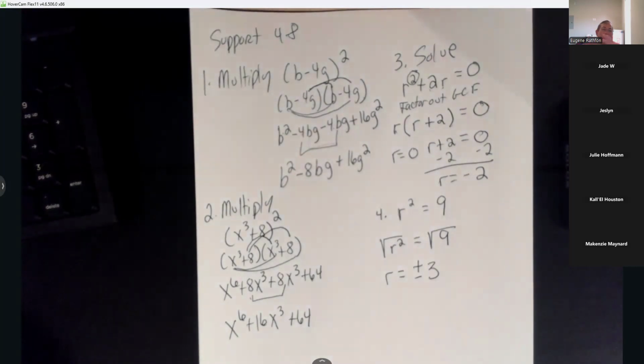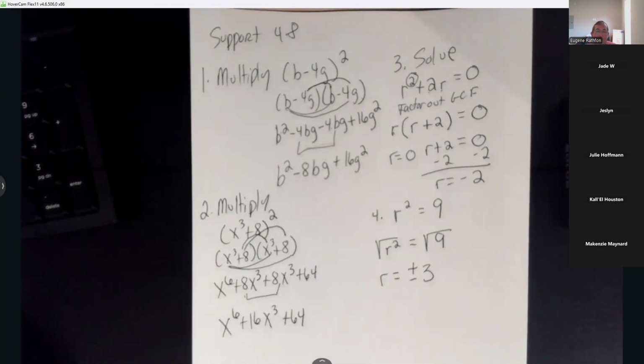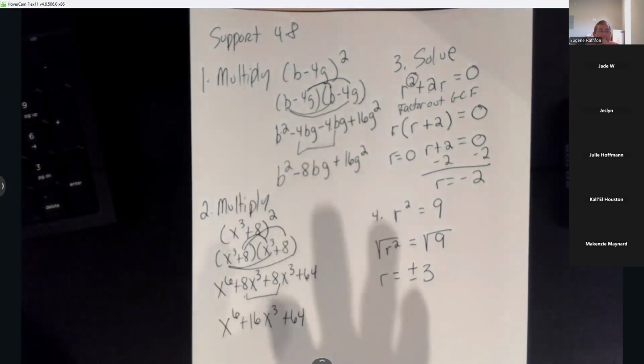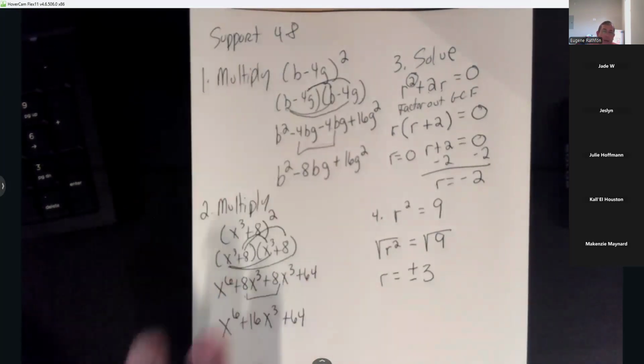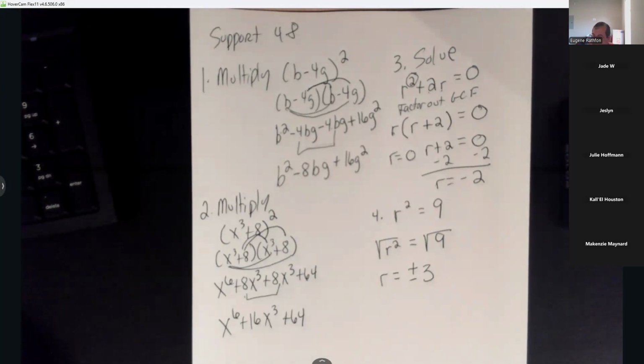So y'all, that's sort of what the support for these lessons was getting you ready for. The different ways to factor, multiply, FOIL, and all that fun stuff, okay? And then the 7-4 support was more factoring and doing the square root stuff. So all of these were just playing with quadratic equations, okay?